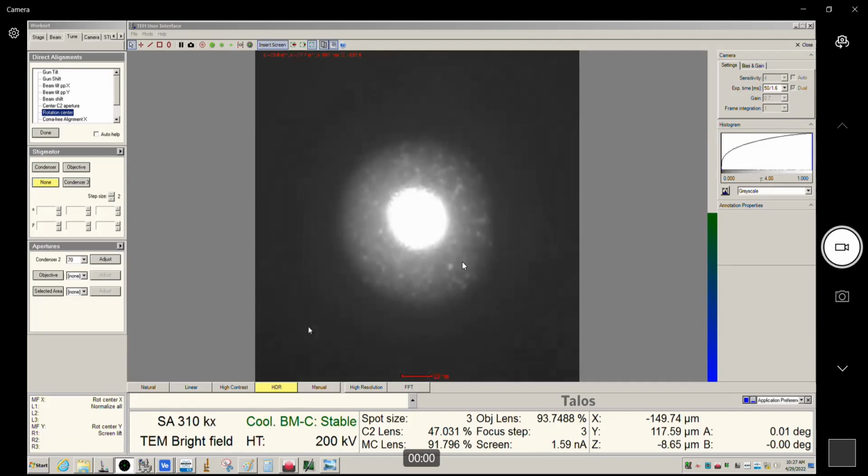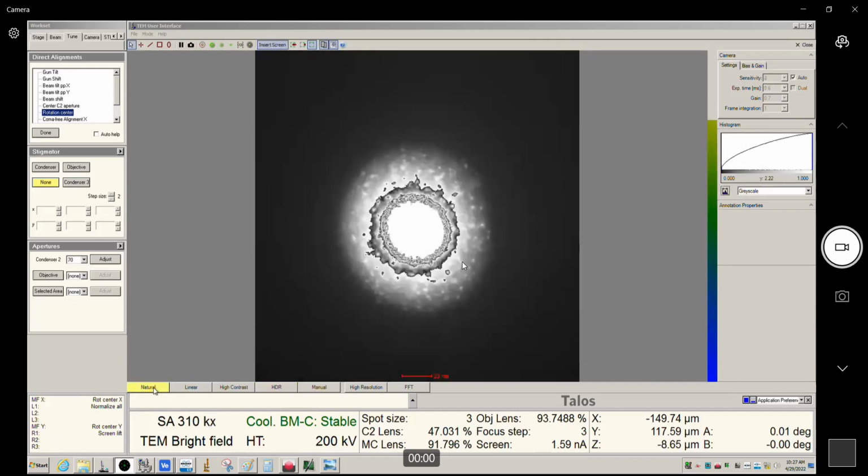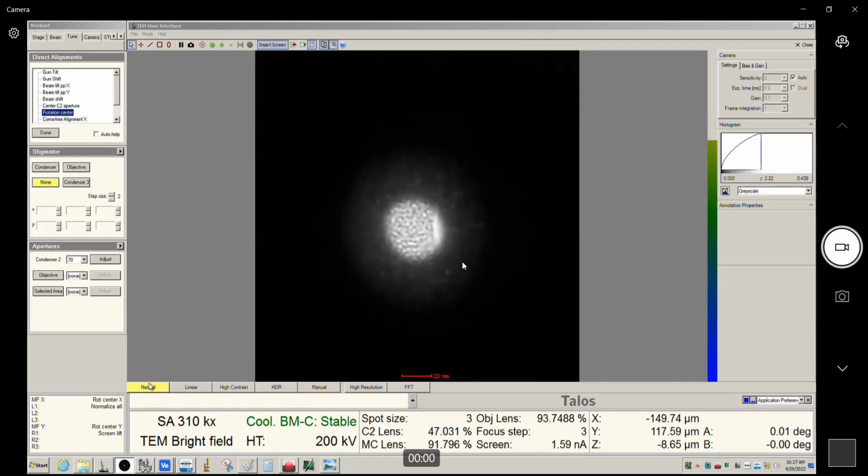Those of you who have done the STEM training will recognize this as very similar to how we do the rotation center in the STEM training. It is in essence not really any different than that. If I switch to natural, it's a little hard to see, but now you can see I have this bright spot centered inside this diffuse area.